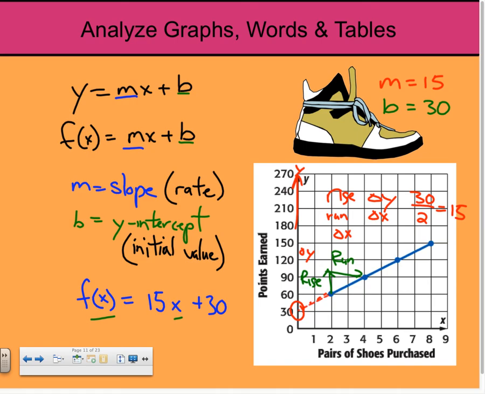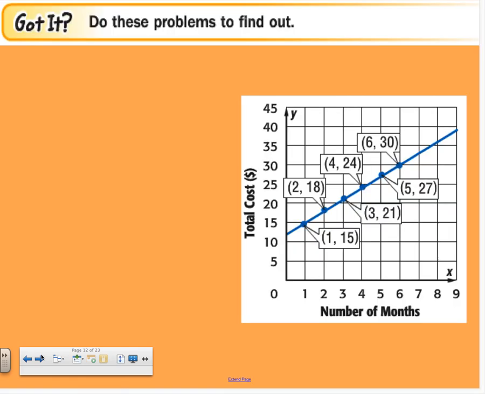So let's recap this really quick. We want to know the rate of change and the initial value, or slope and y-intercept. To do that on the graph, we look at the rise over run, which is the change in y over change in x, and we see where our line crosses the y-axis to find our y-intercept or our initial value. Go ahead and try the got it problem at the bottom of page 320, making sure to analyze for the rate of change and the initial value or the y-intercept.